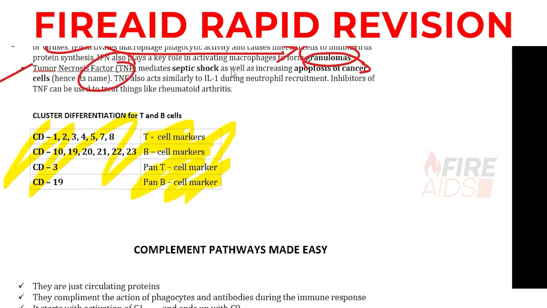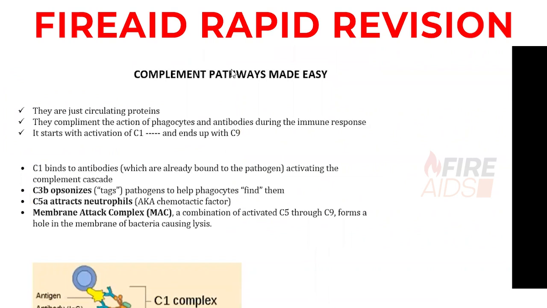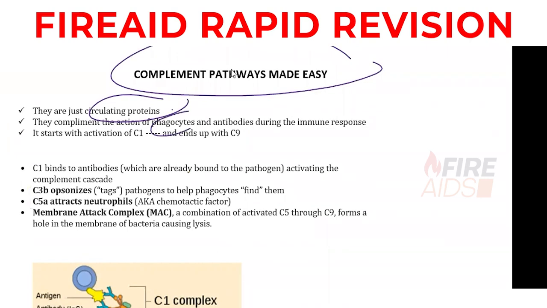Okay. Now going to the next one. So complement pathways made easy. A lot of students struggle with the complement pathway. So you need to know what the complement pathway is. They are circulating proteins. See, there is phagocytosis that is happening by our WBC. Alongside, the complement pathway can also happen. So they complement the action of phagocytes and the antibodies during the immune response. So that is what they do.